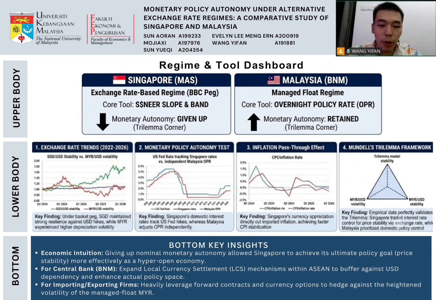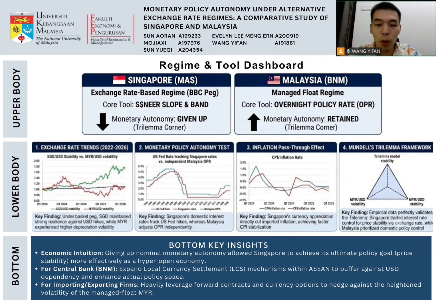Meanwhile, the Malaysian ringgit experiences higher market-driven volatility, undergoing a cumulative depreciation of roughly 8% to 10% due to the interest rate differential.